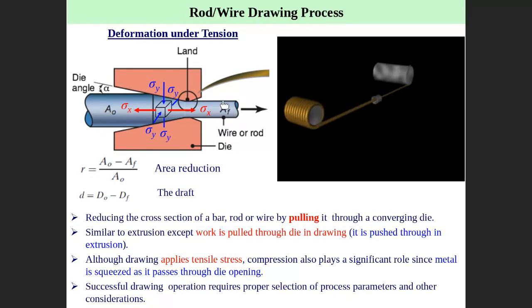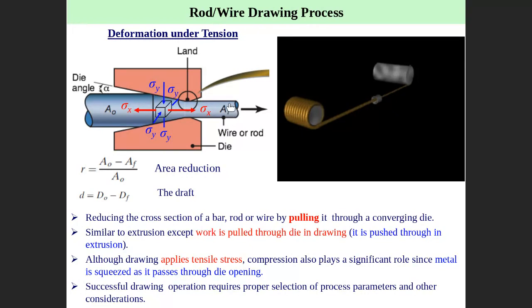Now, as I told you, in wire and bar drawing we're pulling the material. We're not applying pressure, but pulling the material from here. So we apply tensile stress to pull the material.